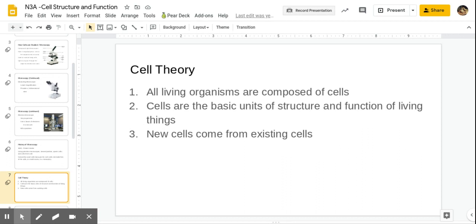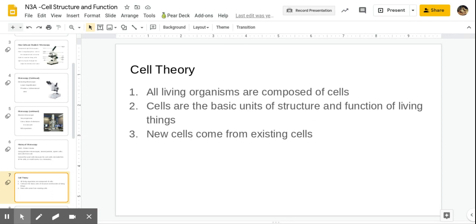This is a slide that you've got to know. Cell theory is made up of three basic components. First of all, living organisms are composed of cells, are made of cells. Again, we kind of take that for granted, but that wasn't always known. Part 2, cells are the basic units of structure and function of living things. Seems an awful lot like Part 1, but we're kind of splitting hairs here and looking at things a little differently. The third one is that new cells come from existing cells.